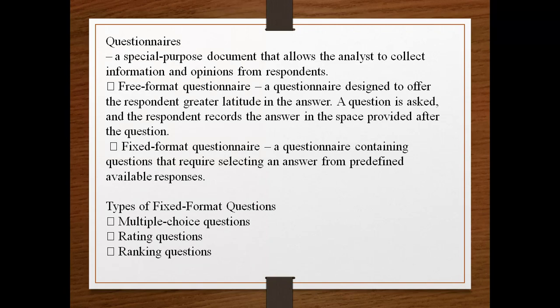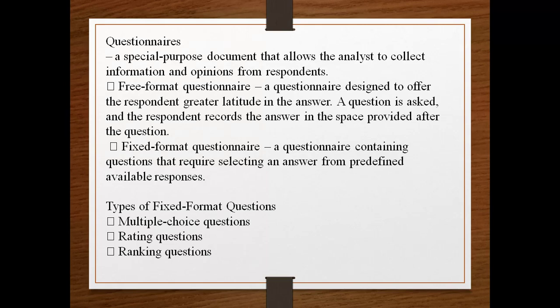Free format questionnaire. A questionnaire is designed to offer the respondent greater latitude in the answer. You're not going to restrict the user; you will give the user the flexibility to answer. A question is asked and the respondent records the answer in the space provided after the question. So sometimes you write your comment, write your suggestion. At that time it is called free format. There the user can write in their own space, in their own words.